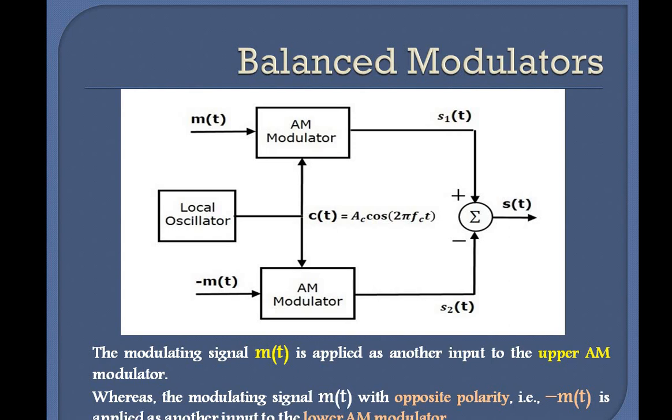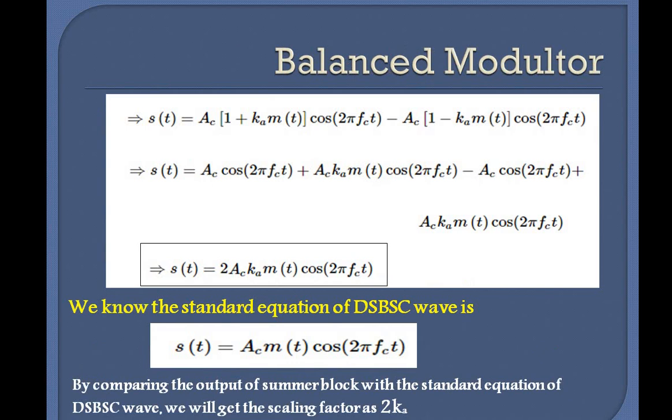In both of the amplitude modulators, the first message signal will be positive and the second input will be given as minus m(t), that is of opposite polarity. To that, one more input is given by your local oscillator, which generates the carrier signal. Both amplitude modulated waves are given to a summer, which subtracts s1(t) and s2(t), giving the standard equation of your DSBSC signal.